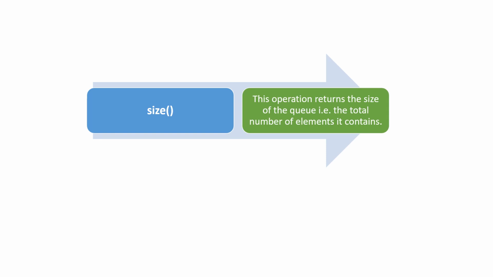Next operation is the size of the queue. This operation returns the size of the queue, that is the total number of elements it contains.